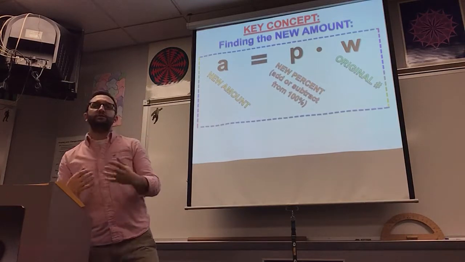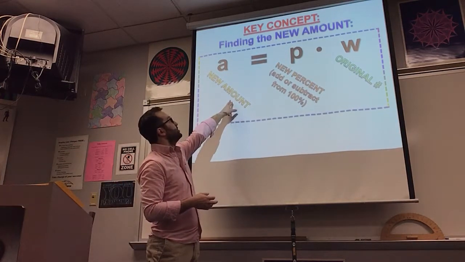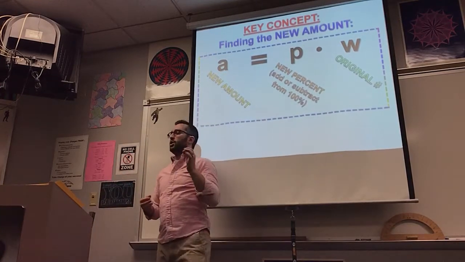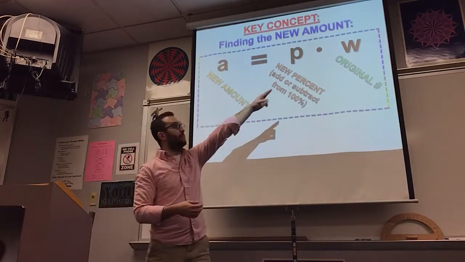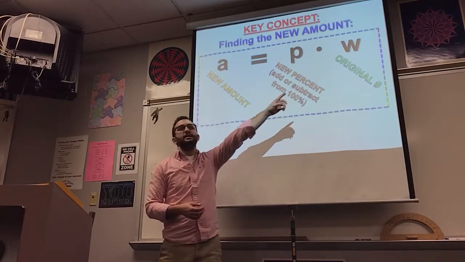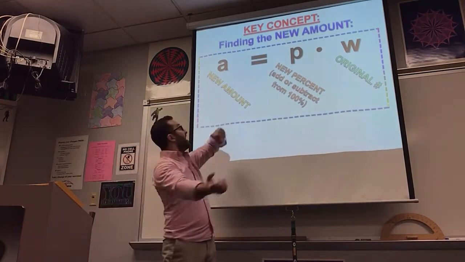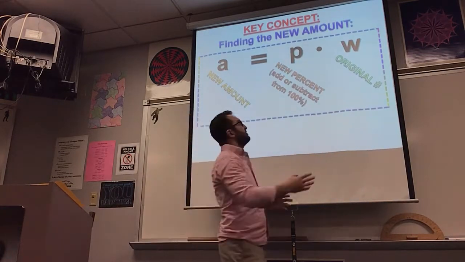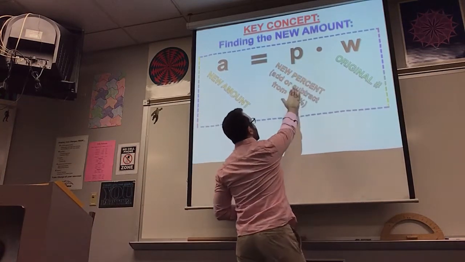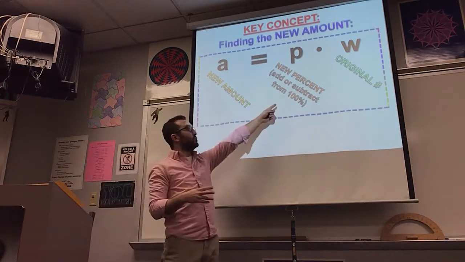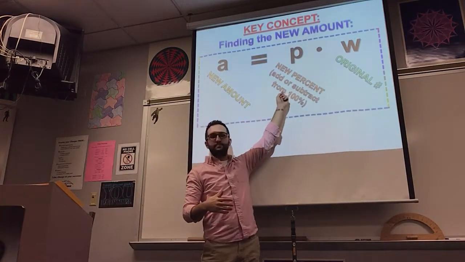So if we're looking for a new amount, that means we have to be given the percent of change. On the first three problems, we were given the W, and we could find the amount of change. Now we want to find the new amount, which means we must be given W and the new percent. Careful, you won't be given the new percent, you'll need to find it. How are we going to find it?